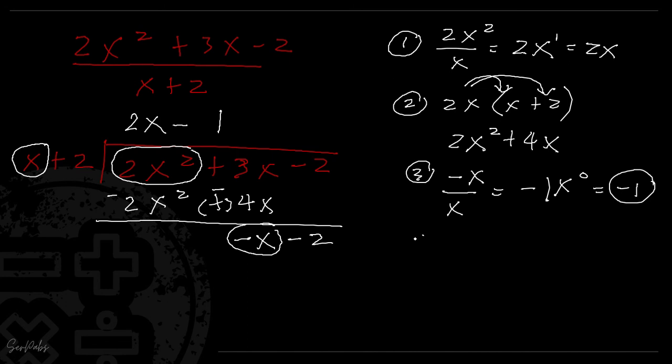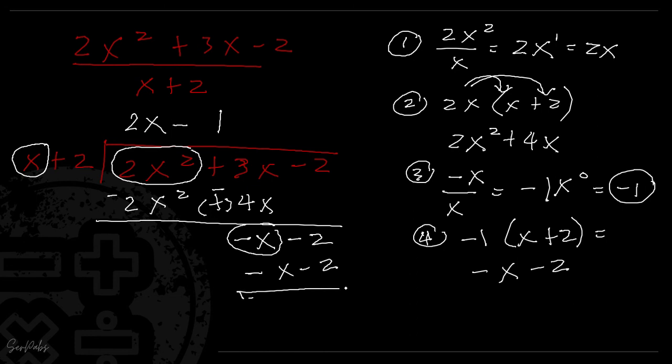Ang apat, multiply. So, number 4. So, multiply negative 1 times x plus 2. So, that will become negative 1 times x, negative x. Negative 1 times positive 2, we have negative 2. So we have here negative x minus 2. And then reverse the sign. So this will become positive, this will become positive. So ang ginagawa natin dito, nire-reverse natin ang sign. Reverse the signs.